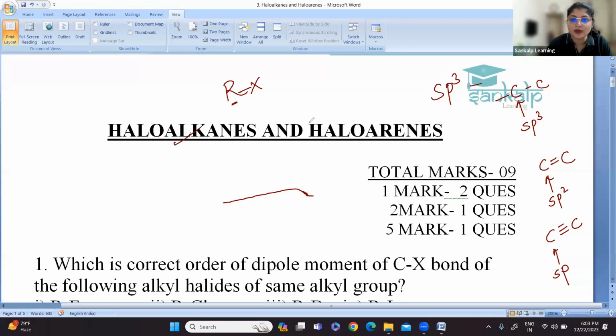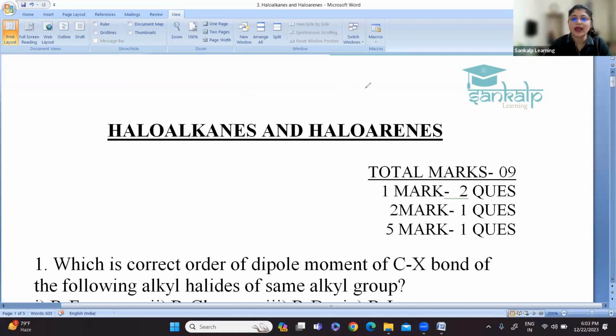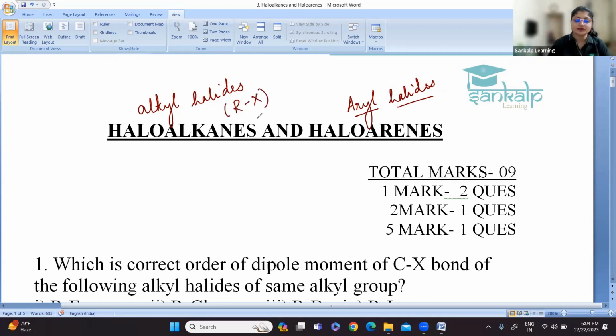Now, what do you mean by haloarenes? They are called aryl halides. Haloalkanes are alkyl halides and haloarenes are aryl halides. So alkyl halides are represented by RX, where R will be an alkyl group.